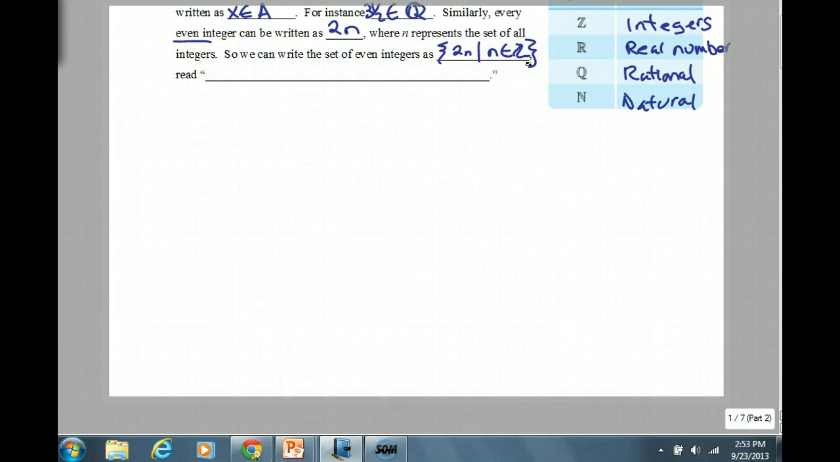Okay? And it's read like this. The set of 2n such that, that's what that line in between the 2n and the n means, such that n is an integer.